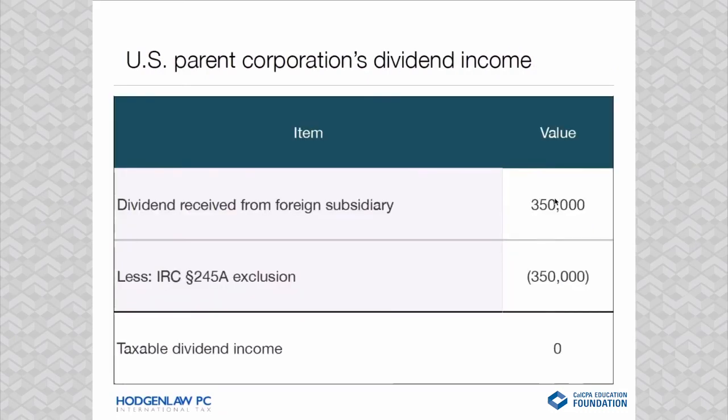Dividend income, just to have it on the table to reinforce the idea of the Section 245(a) 100% dividend received deduction allowable for domestic corporations. We've got zero taxable dividend income, therefore, by definition, tax liability is zero on the dividend income.